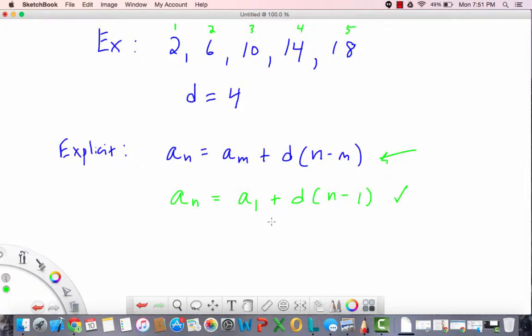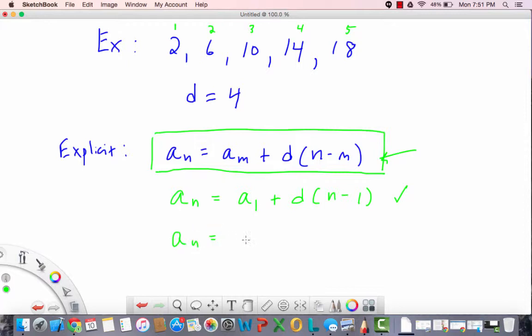So I would recommend memorizing this formula here and altering n and m to be whatever natural numbers you need. In other words, you could say a sub n equals a sub 2 plus d times n minus 2.